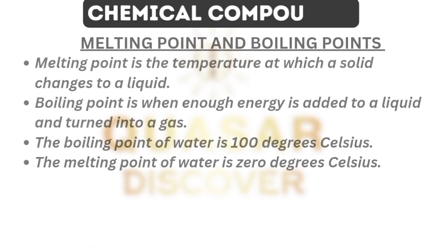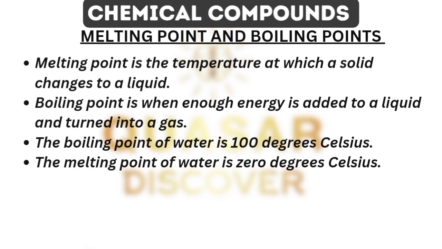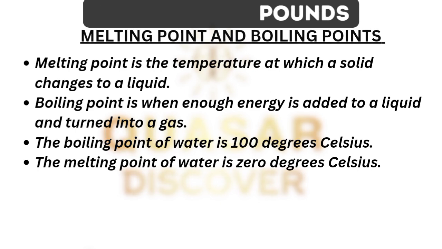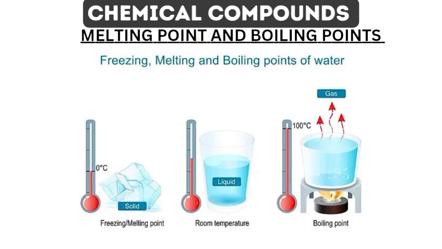Melting and boiling point. Melting point is the temperature when a solid changes to a liquid, while boiling point is when enough energy is added to a liquid to turn it into a gas. The boiling point of water is 100 degrees Celsius, while the melting point of water is 0 degrees Celsius. Am I communicating?